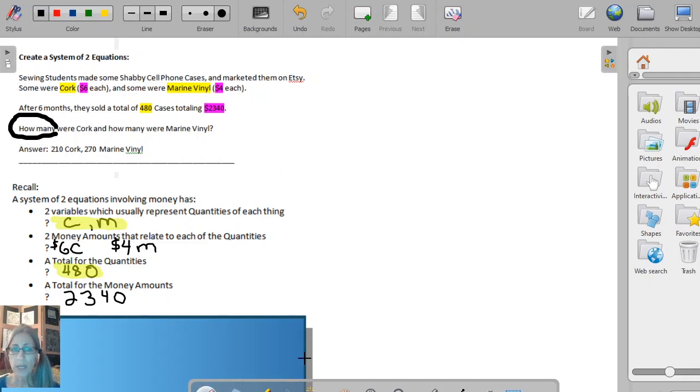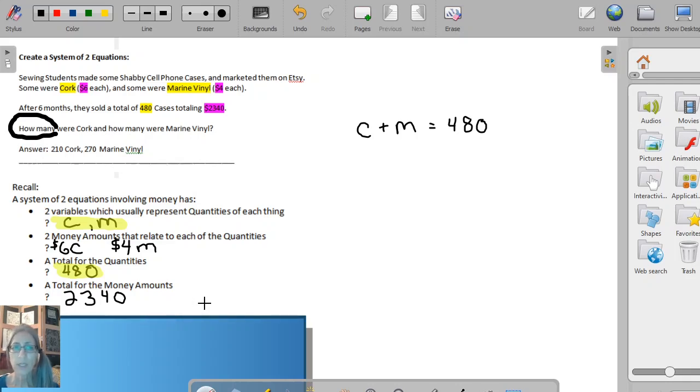So let's go ahead and write that. Our cork plus our marine vinyl should equal 480 total. So that's our first equation. So then what's left are these three. This is an expression, this is an expression, and this is a monetary amount. So can we make an equation out of that?